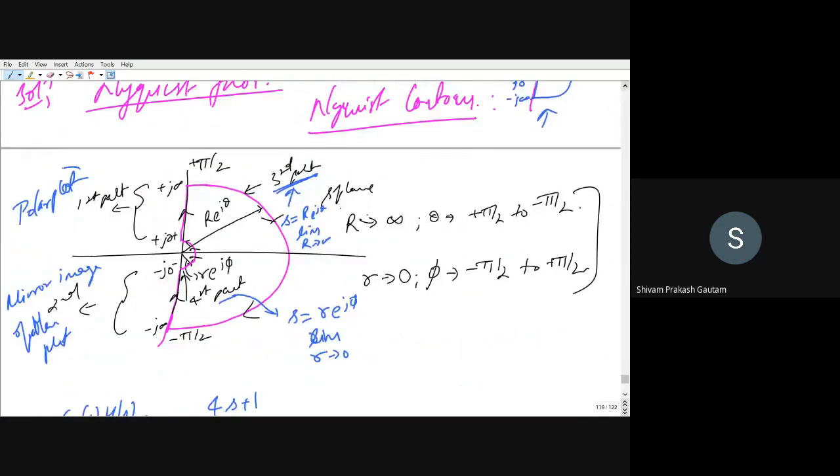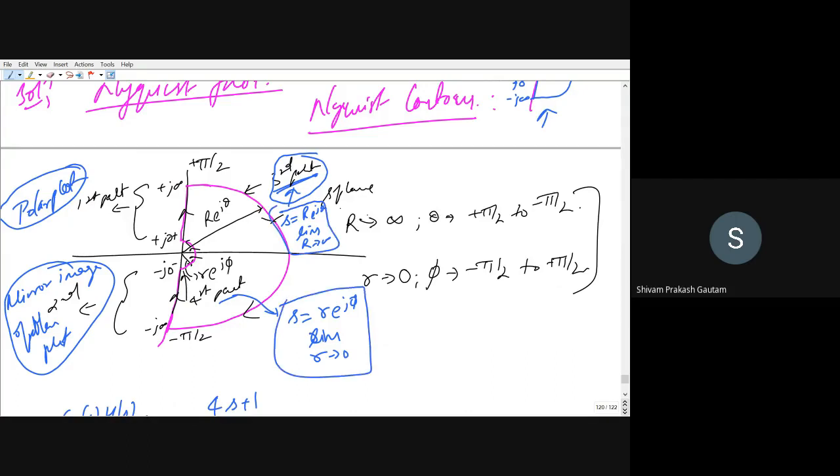We have mapped the polar plot and we have drawn the mirror image of the polar plot from the Nyquist contour. Now we will map the third part. How will we do it? We'll put s equal to this much, and for the fourth part we will put s equal to small r. So just pay attention.